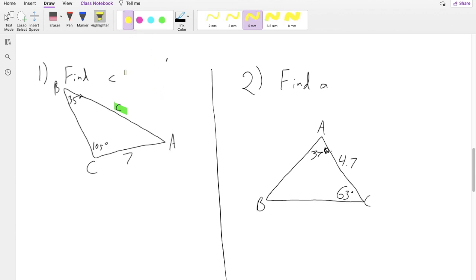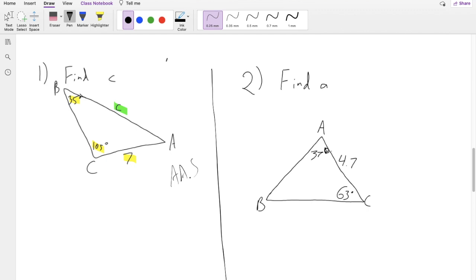So let's start by determining what kind of triangle we have here. I have this angle, I have this angle, and I have this side. So going in that order, I have an angle, angle, side. So this is an angle, angle, side triangle. And angle, angle, side is great when we are trying to use law of sines.